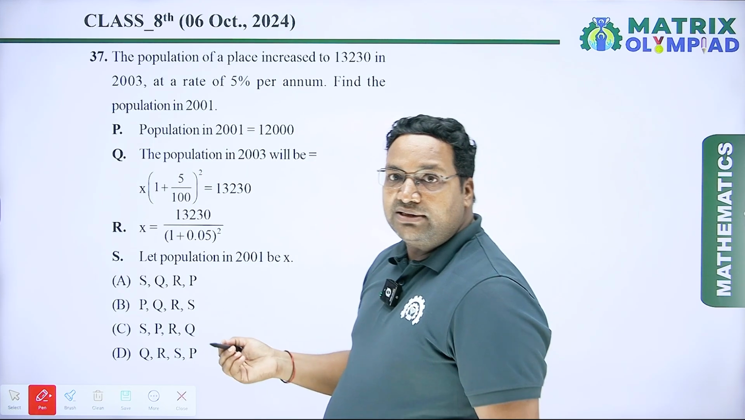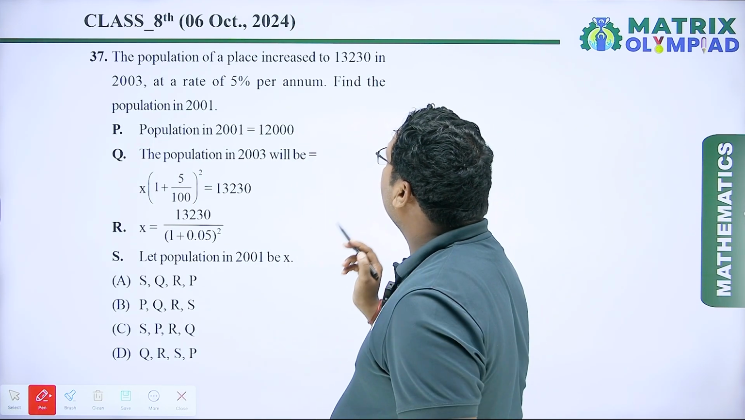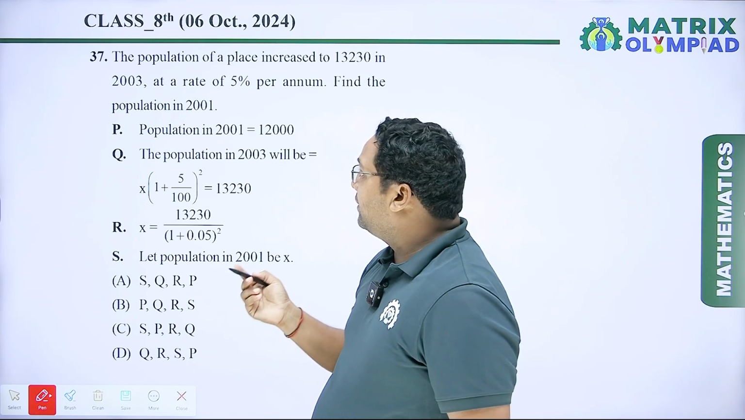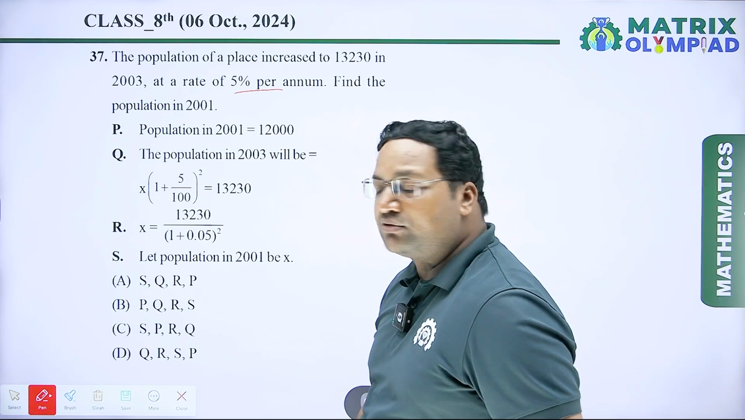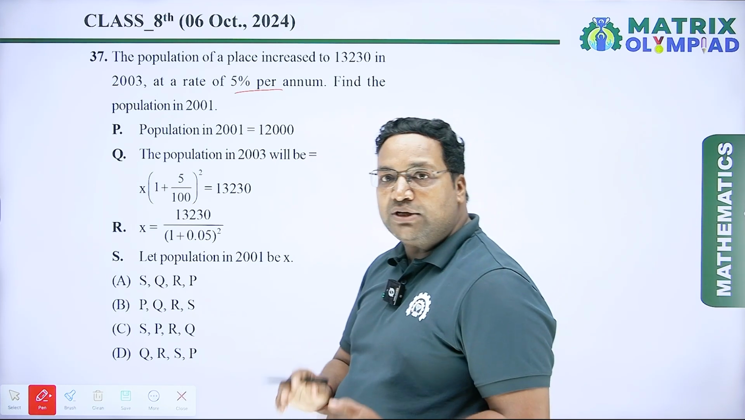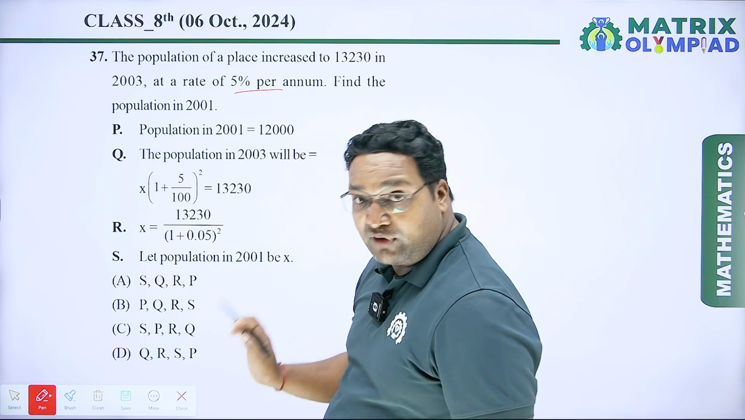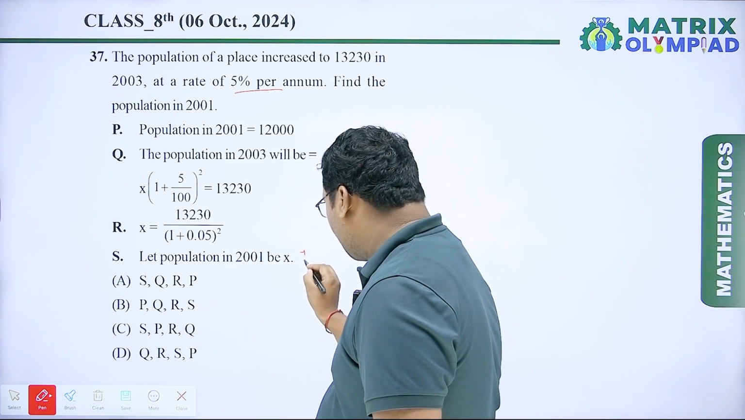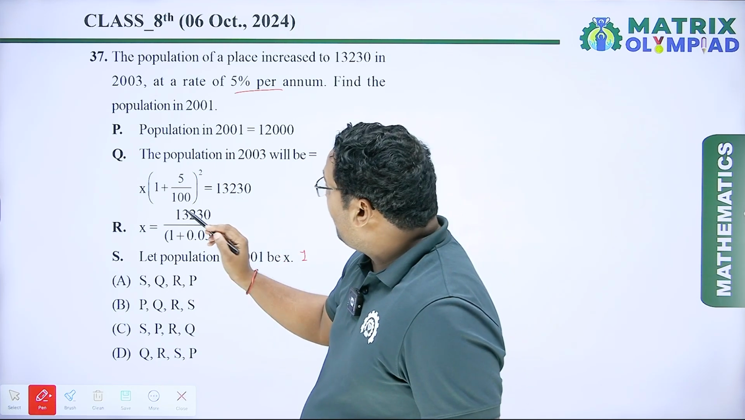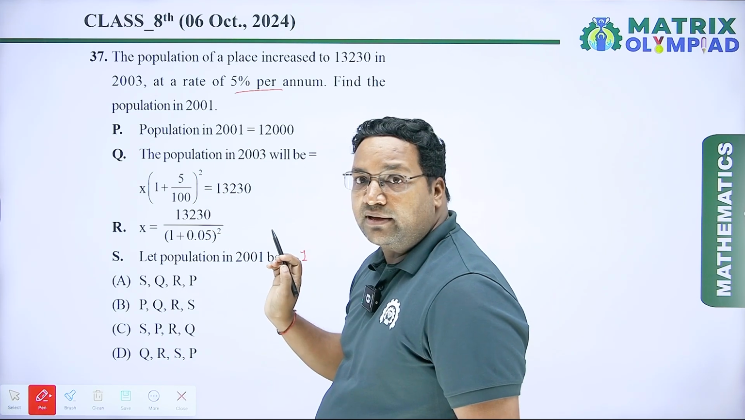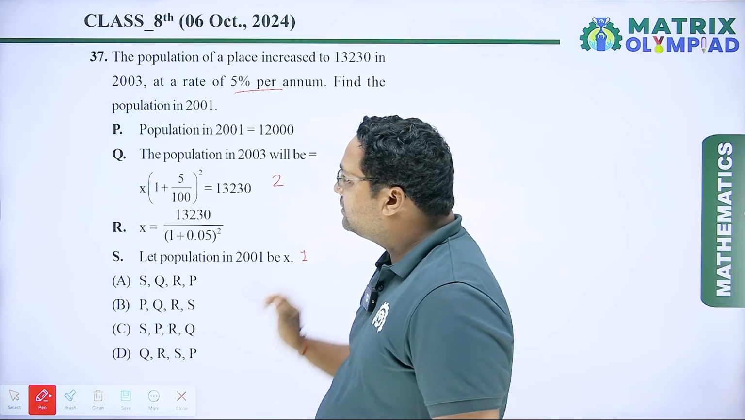So here we have to tell the steps. The population of a place increased to 13230 in 2003 at a rate of 5% per annum. Find the population in 2001. So first we have to assume the population in 2001. So let the population in 2001 be X. So the first step is this. Next, the population in 2002 will be, at a rate of 5%. So the second step is this.